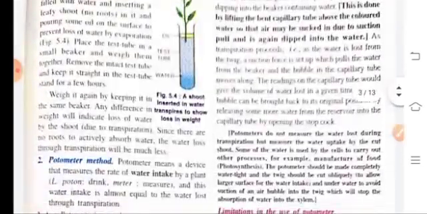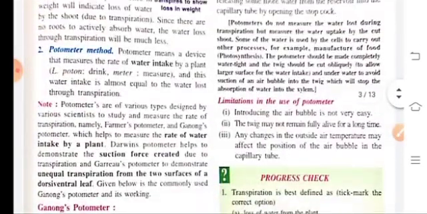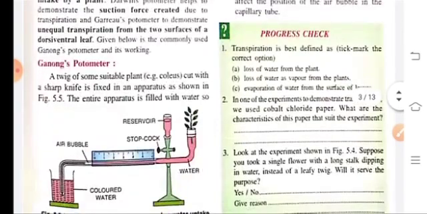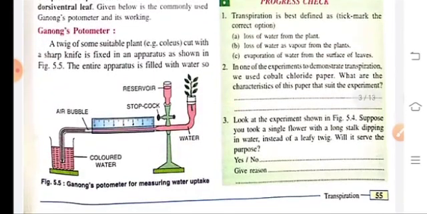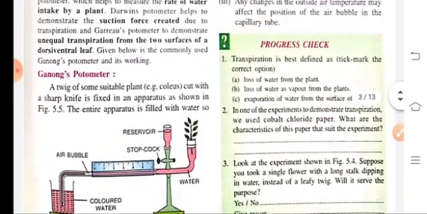Now the next method is the potometer method. A potometer is a device which is used to measure the rate of water intake by the plant. The most common is Ganong's potometer. In this, children, a capillary tube, a beaker and a water reservoir are there. The capillary tube has a measuring scale.